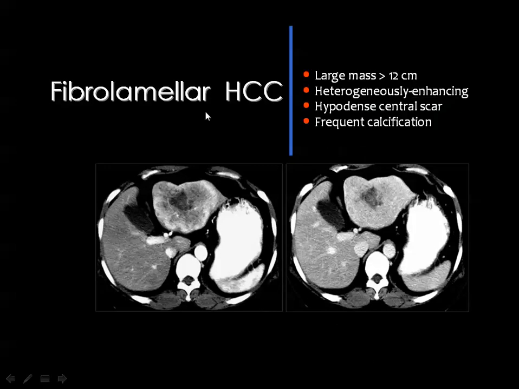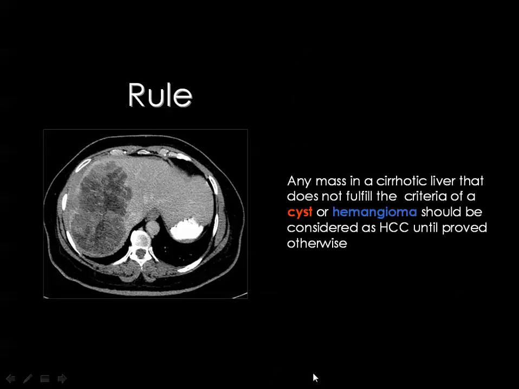Then fibrolamellar hepatocellular carcinoma is usually large, more than 12 centimeter in diameter, is heterogeneously enhancing like any hepatocellular carcinoma. It contains a hypodense central scar, and this scar may show calcification. Then this is a rule which we said: the literature says that if a focal lesion in the liver does not meet the criteria of a simple cyst or hemangioma, it should be considered hepatocellular carcinoma in the cirrhotic liver until proved otherwise.